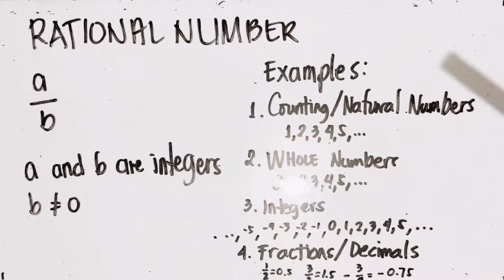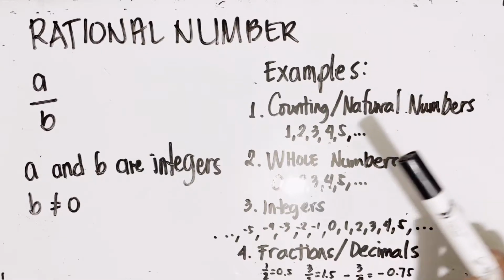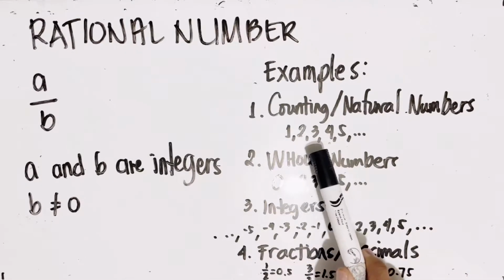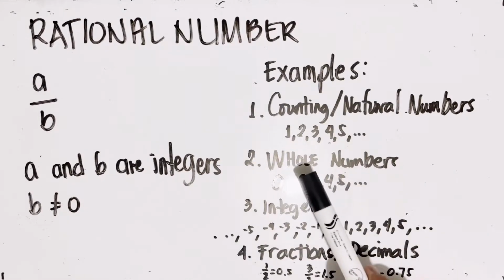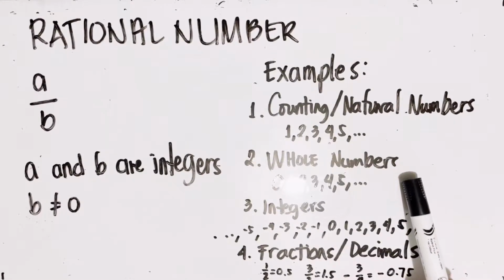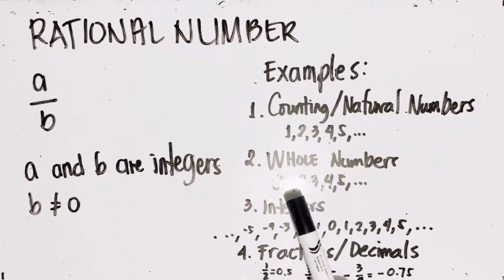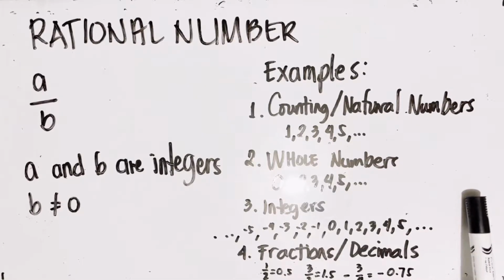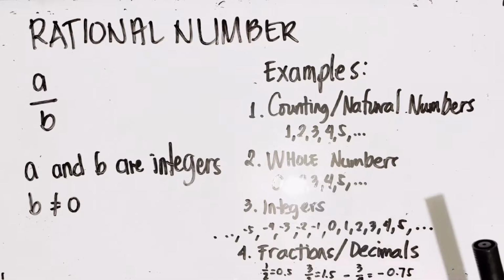Again, counting numbers start with 1, 2, 3, and so on and so forth. Whole numbers start with 0 and are followed by counting numbers. And for the integers, these are whole numbers with negative integers. For fractions and decimals, these are numbers that can be found in between integers.